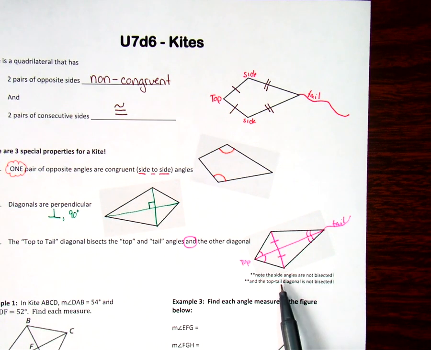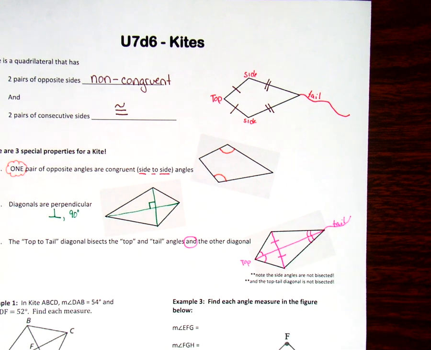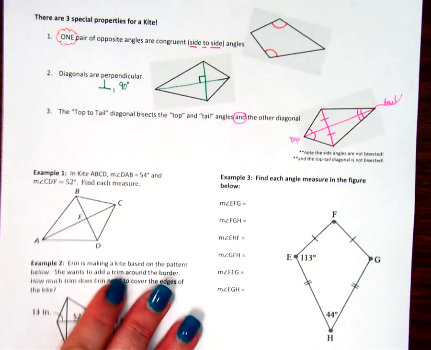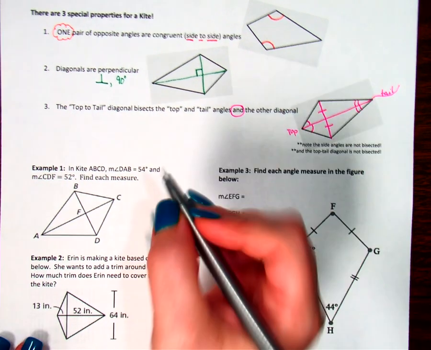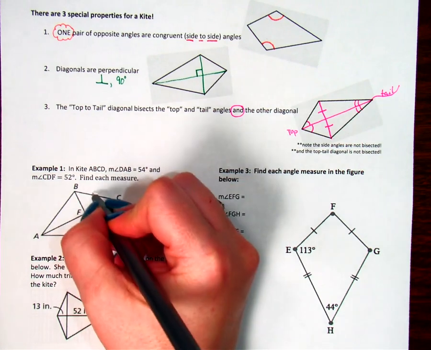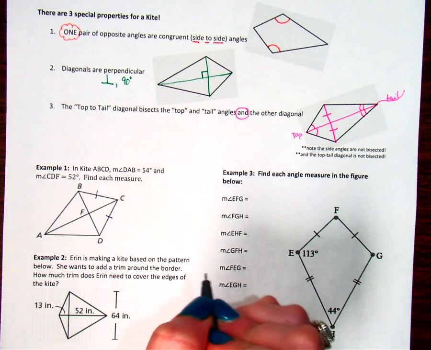The top to tail angle is not bisected. Okay? All right, so now that we have our properties, let's see what we can do with that. Example 1: in kite ABCD, so it's already telling me it's a kite, the measure of angle DAB is 54 degrees, and the measure of angle CDF is 52 degrees. Find each measure.